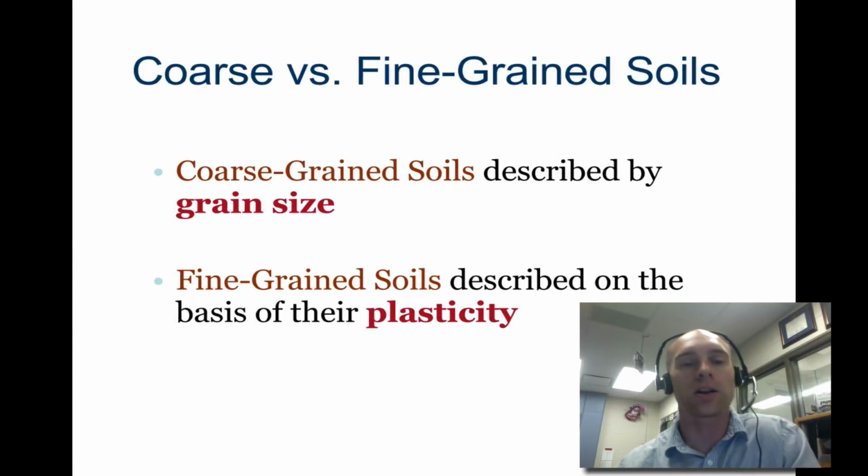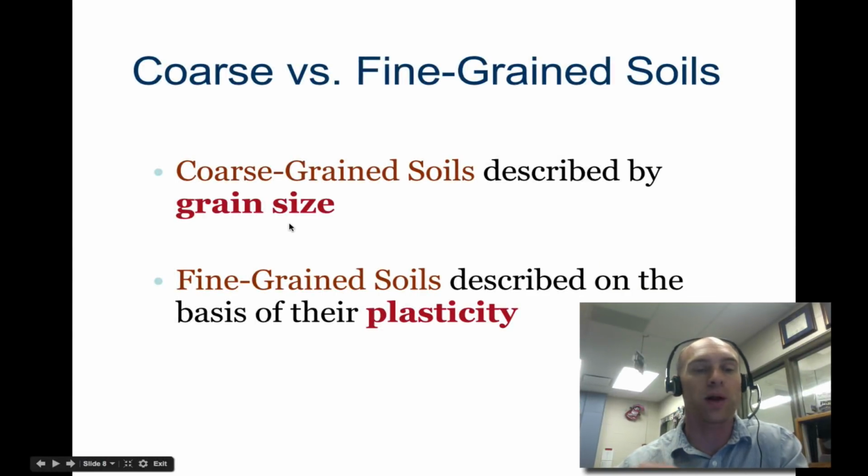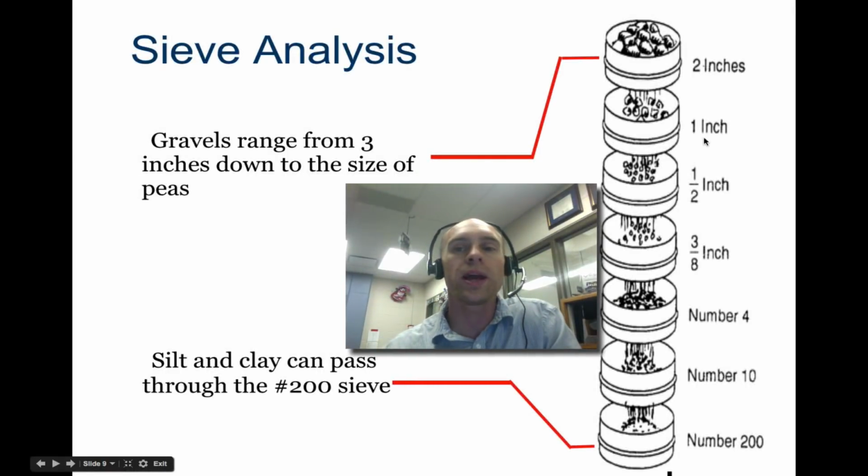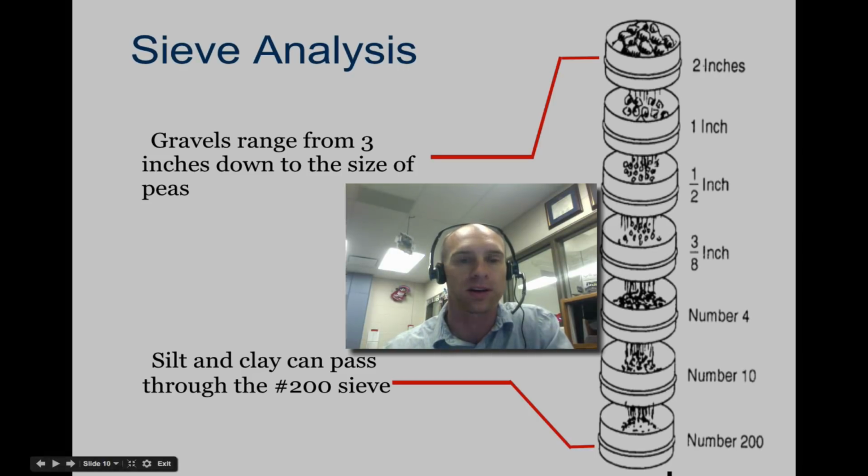Coarse grained are described by their grain size, like bigger rocks or smaller rocks. Fine grained, like your clays, are described on the basis of their plasticity, how much they kind of flow and move. So we have these sieves, and you're going to use these. We're not going to use this many. We have two different sieves that we're going to use, but it will allow smaller and smaller particles to sort of pass through, and that's how you grade it based on different sizes here.